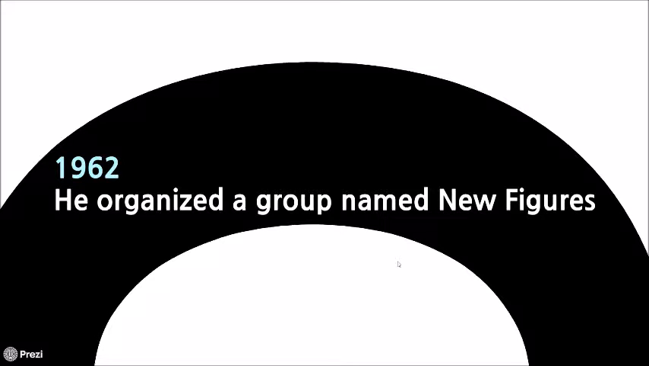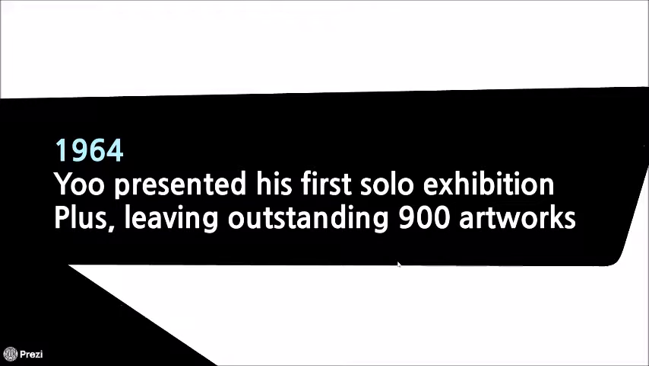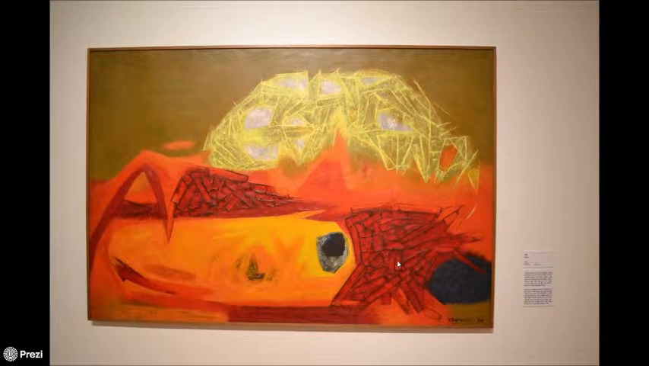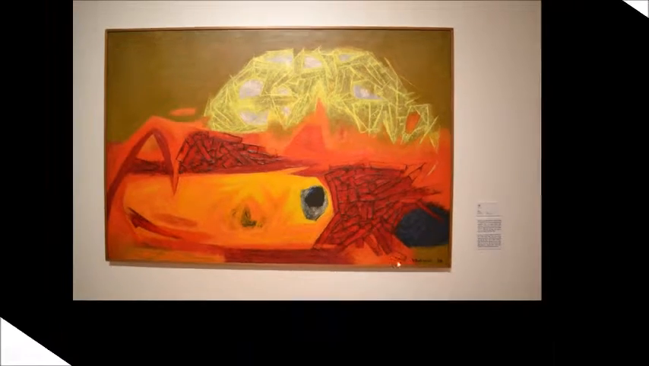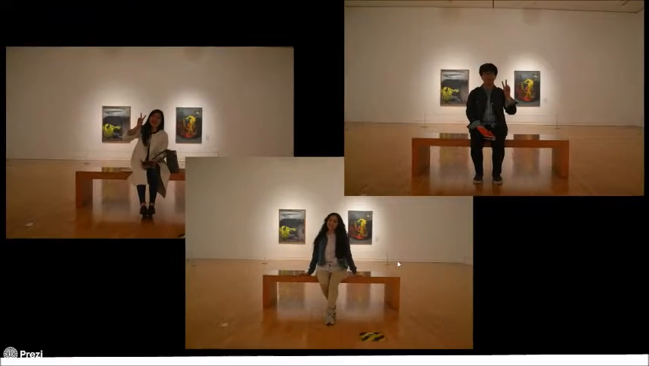So Yoo presented his first solo exhibition at the age of 48 and dedicated the rest of his life to art only at his studio, leaving an outstanding 900 artworks. Yoo's works from this period resonate with power and confidence. Amazingly, these overwhelming works were produced in his relatively small studio in Yaksu-dong, which was just 23 square meters. Within this confined space, Yoo confronted the awesome power of nature.